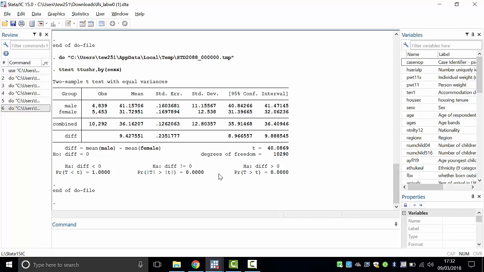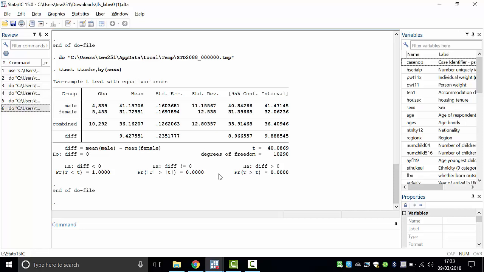Now we go slowly. The group male-female is our independent variable. What we're looking at is whether this independent variable affects the number of hours we work during the week. Look at this now. The number of male observations in the data is 4,800, and females are 5,400. So it's quite balanced data, about 52 to 48, if I remember.